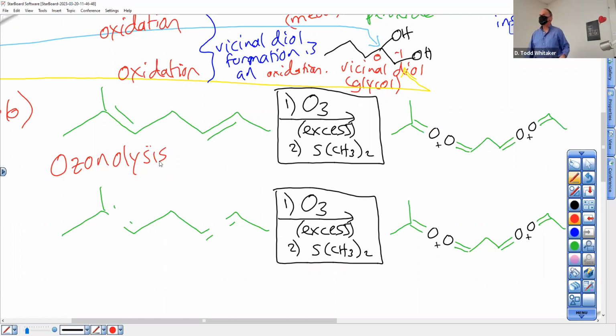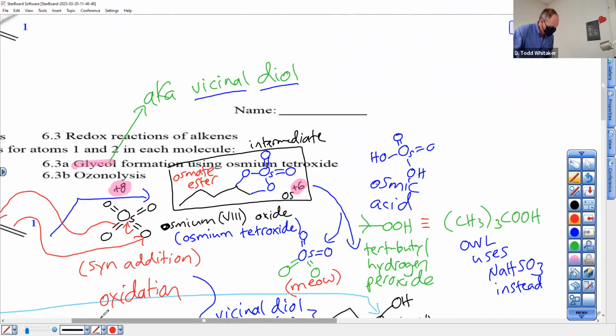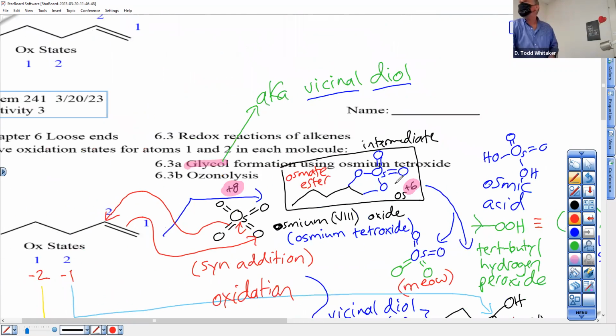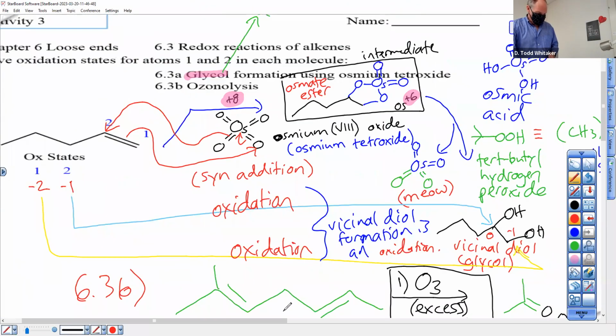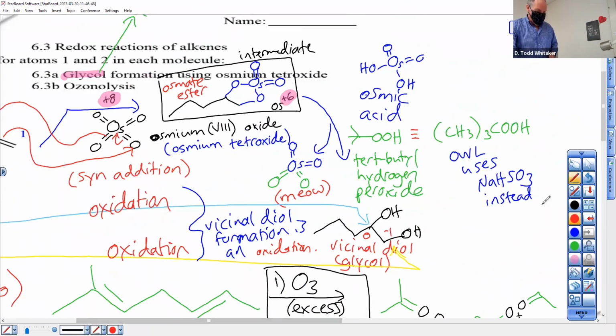Yes, sir. No, the only part of the mechanism for the first reaction you're responsible for are these 3 arrows and being able to draw the intermediate. And then is the tertiary butyl hydrogen peroxide, is that always the chemical? No. If you're owl, you would prefer using this chemical. You use one or the other. That's entirely up to you.